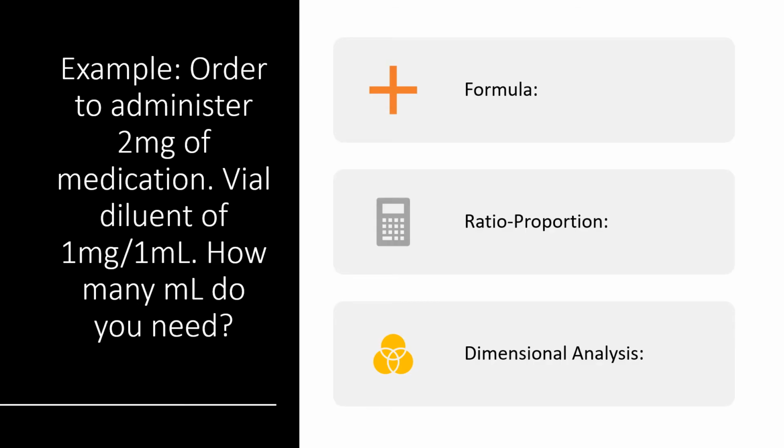So we're going to take this problem and solve it in all three methods. First is going to be the formula method. The formula method is going to be your desired over have times vehicle.